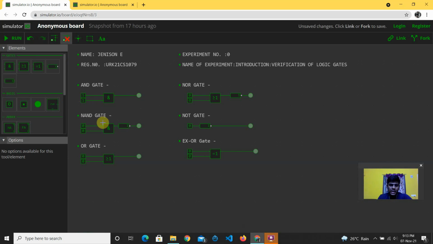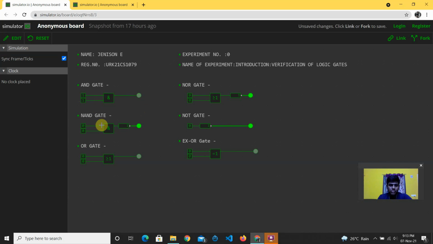So next will be NAND gate. NAND gate is also called as not AND gate. It has two inputs and a single output. So when we run this, we'll be getting the truth table for NAND gate. When we give 0 0, it is 1. When we give 0 1 it is 1. When we give 1 0 it is 1. When we give 1 1, it will be 0. The truth table for NAND gate will be 0 0 1, 0 1 1, 1 0 1, 1 1 0. When any one of the inputs is equal to 0, the output is high.